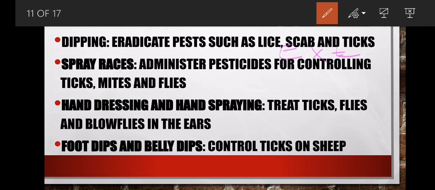So we also have spray races. Spray races is zibago crush. You find that it's a crush here. Then you have your animals, they are moving through the crush. Then you are spraying the animals here. You are spraying the animals from the sides. So we say it's what? It's spray races. And take note of this one. We're treating what? Ticks, mites, and flies. We're still going to talk about all of these parasites. So again, we are also treating external parasites. Then we also have hand dressing and hand spraying.